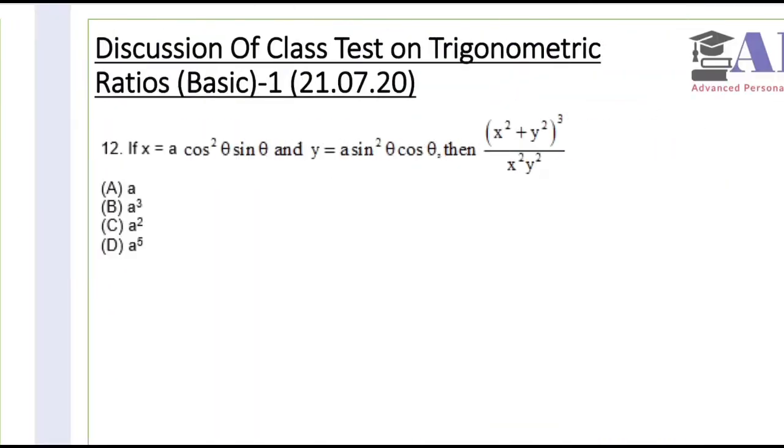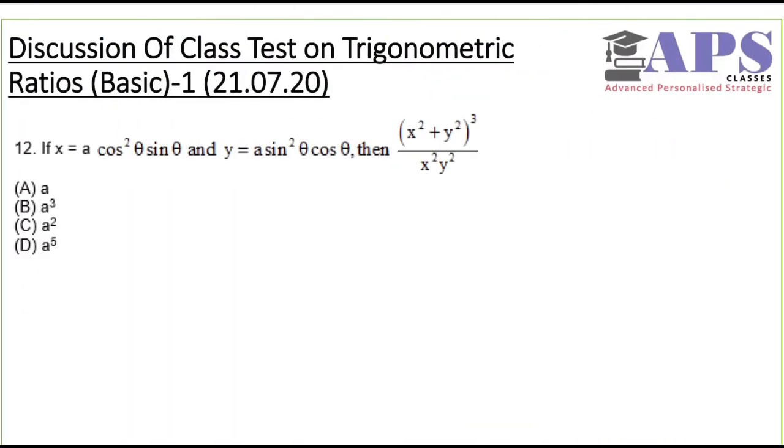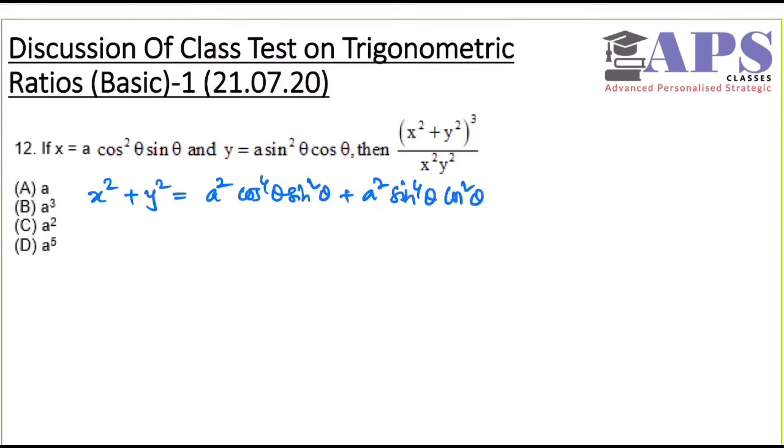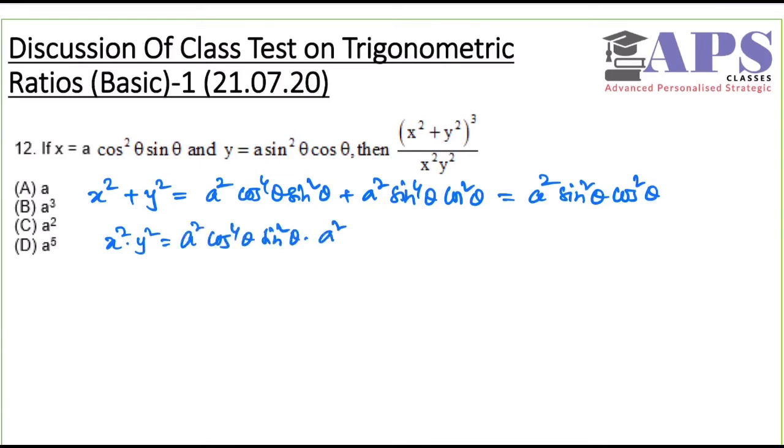So the answer is C. In question number 12, we just simplify this x square plus y square. It's going to give us a square cos power 4 theta sin square theta plus a square sin power 4 theta cos square theta, which when added will give us a square common, sin square theta into cos square theta is also common, and then we will have sin square plus cos square theta, which is 1. Then we take x square into y square also to get the denominator, which will give us a square cos power 4 theta sin square theta into a square sin power 4 theta into cos square theta.